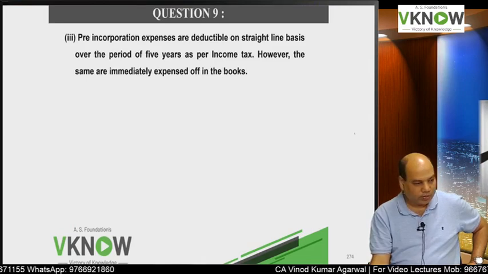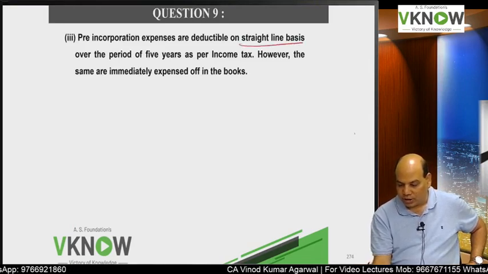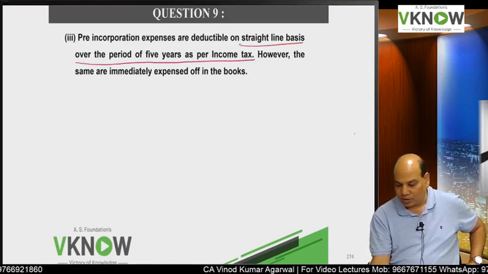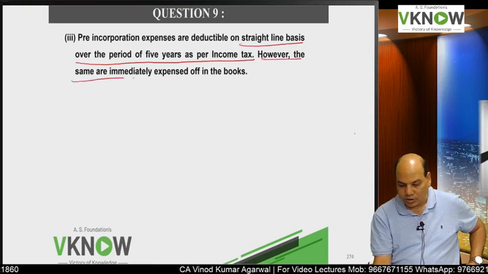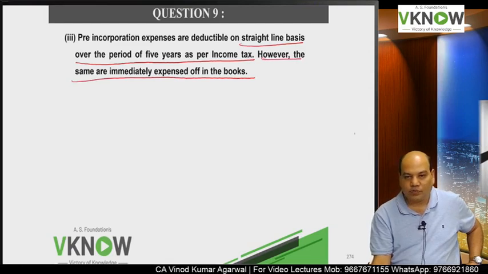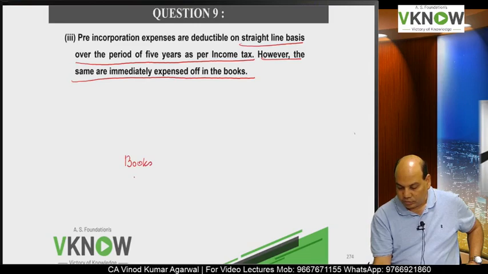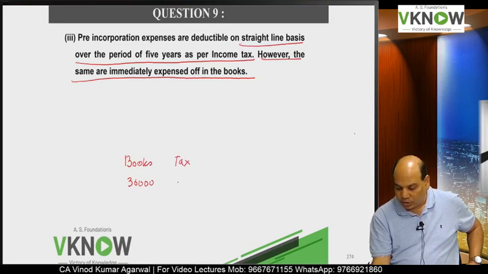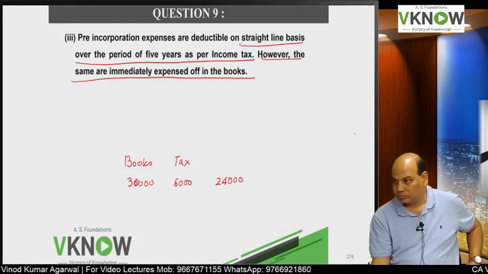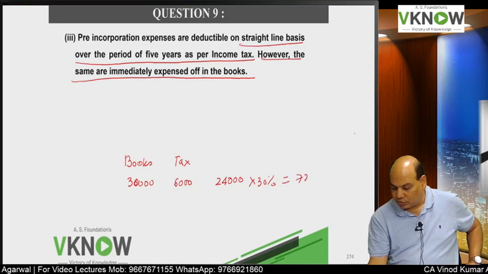Then the third point, pre-incorporation expenses are deductible on a straight line basis over a period of 5 years as per income tax. However, the same are immediately expensed off in the books. So in the books you have written off 30,000. But for tax purpose you will be allowed only 6,000. So the difference will be 24,000 into 30%. So 7,200 will be what?